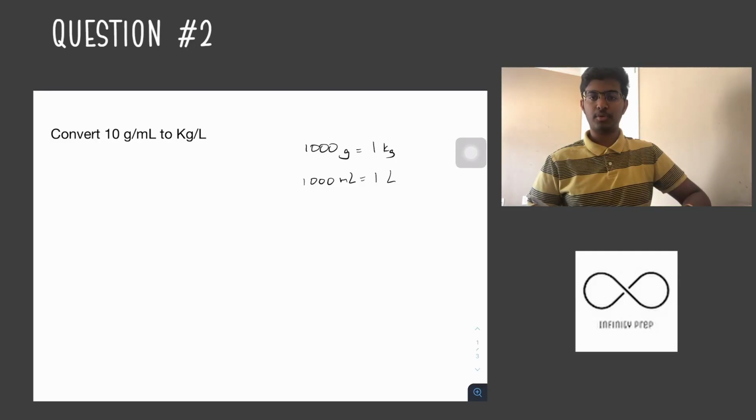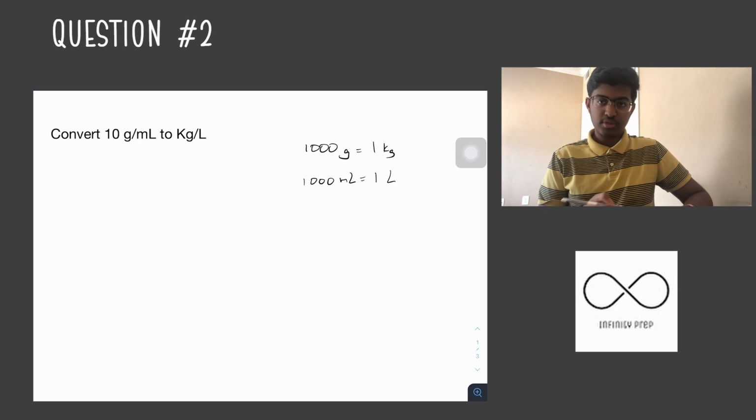Practice problem number 2. Convert 10 grams per milliliter to kilograms per liter. This question is different from the first practice problem we did because we need to change both the grams and milliliter. So to do this, let's take it step by step and first convert the grams into kilograms.